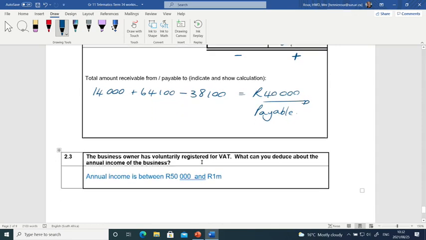And then the last question, they said the business owner has voluntarily registered for VAT. And what can you deduce about his annual income? It is between 50,000 and 1 million. If it was 1 million and above, it would have been compulsory registration. But now it was voluntary, so it is between 50,000 and 1 million.